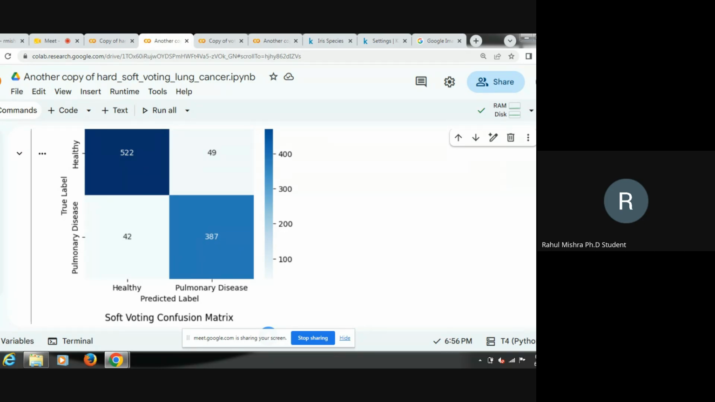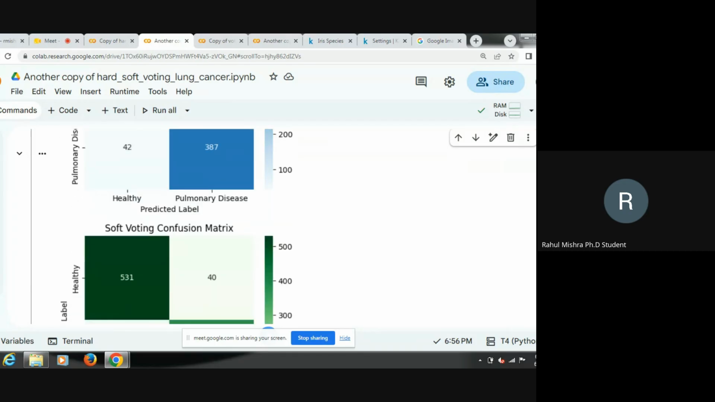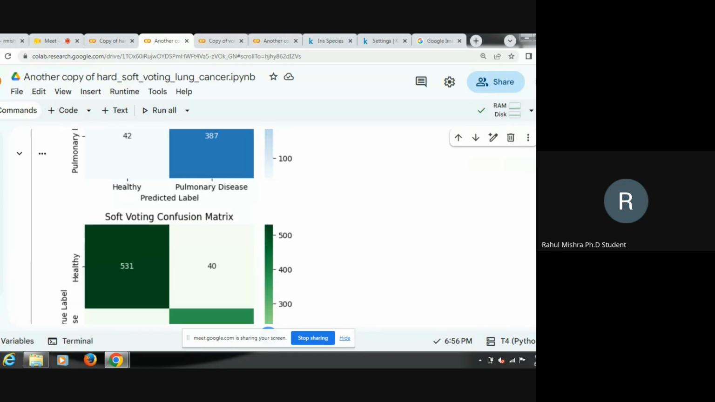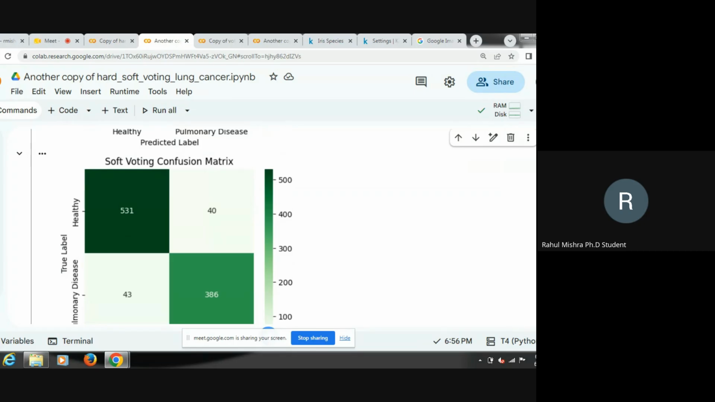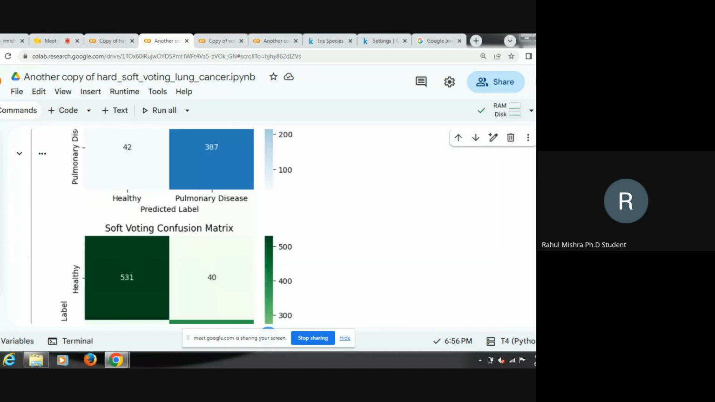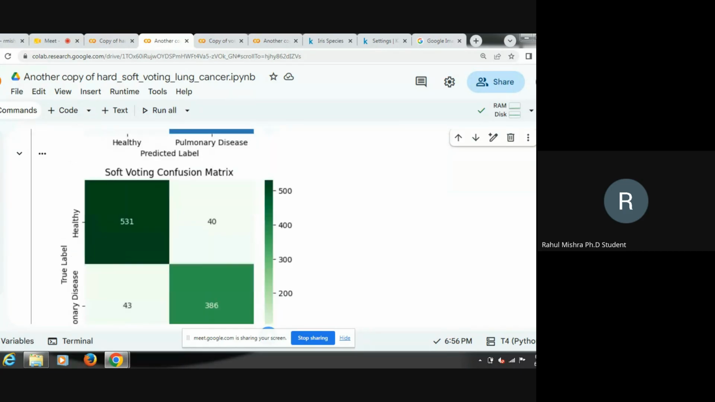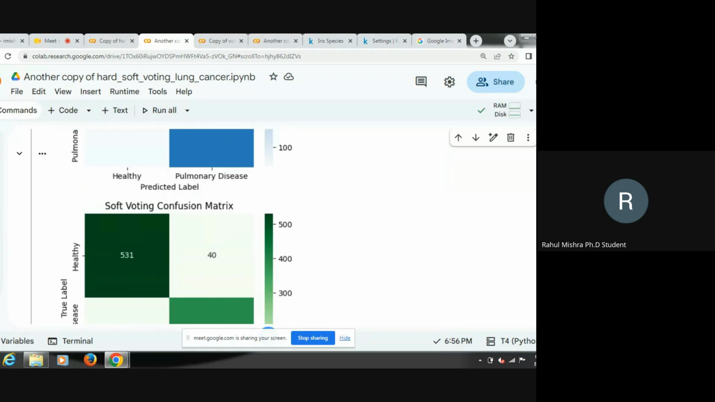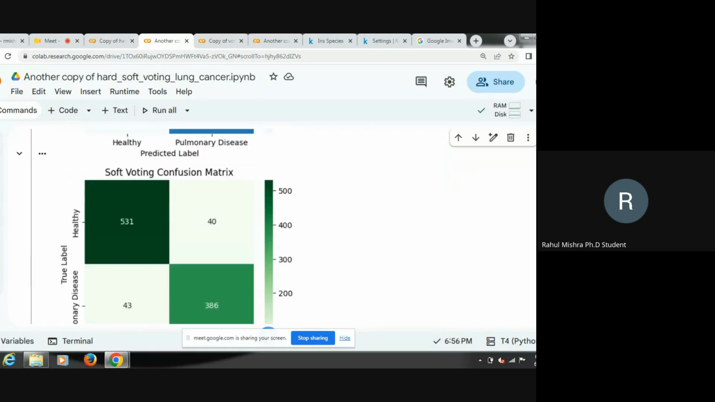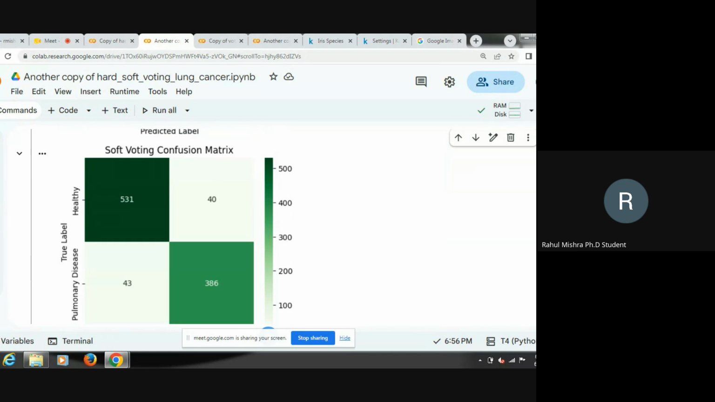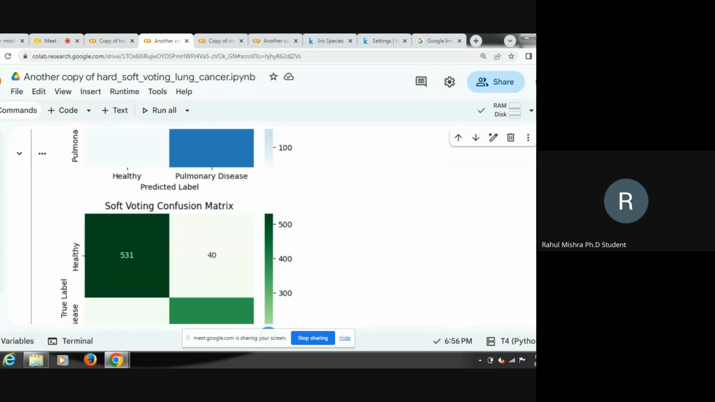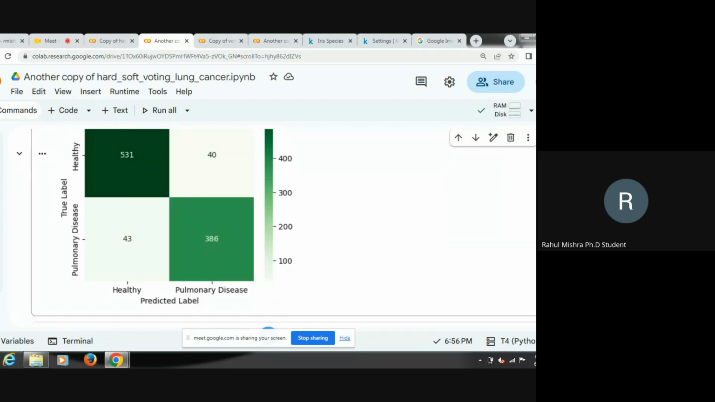And you can see the soft voting result. The results are almost similar to hard voting, because the data is small. But we can see a slight difference: here the predicted value was 522 as the healthy cases, and here the predicted value is 531. So it is increased. And here also pulmonary disease, 386 is coming, and there it is. So almost the same results we are getting.